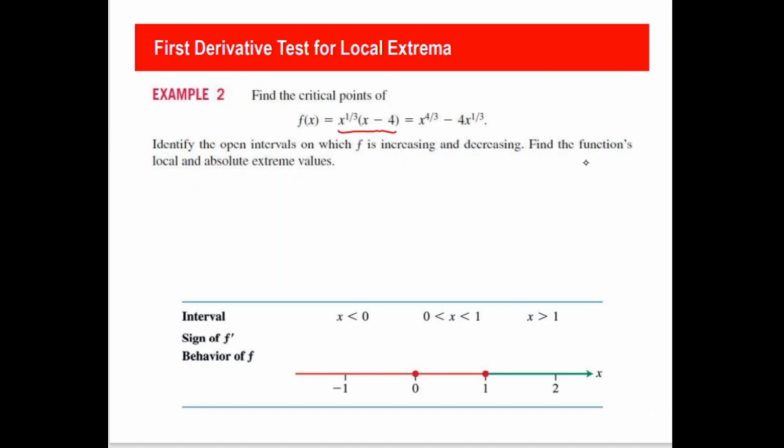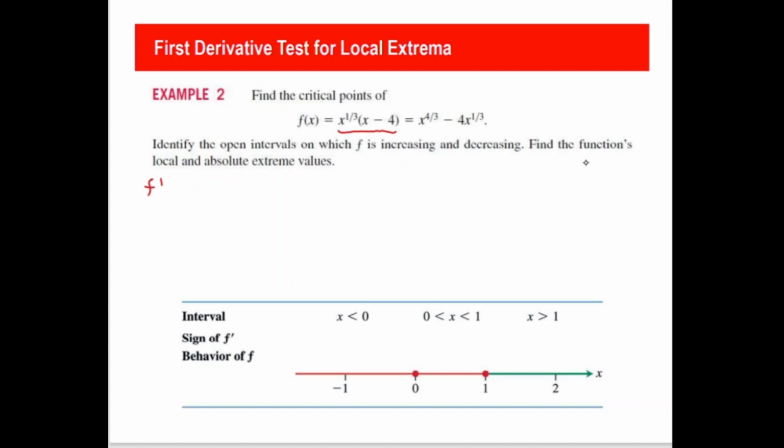Of course, you can also perform the differentiation from the original form using the product rule. There are a couple of things that we need to do. First, we want to identify the open intervals where the function is increasing or decreasing, and then we want to find the function's local and absolute extreme values. The first thing we need to do is to find the derivative and then find the critical points.